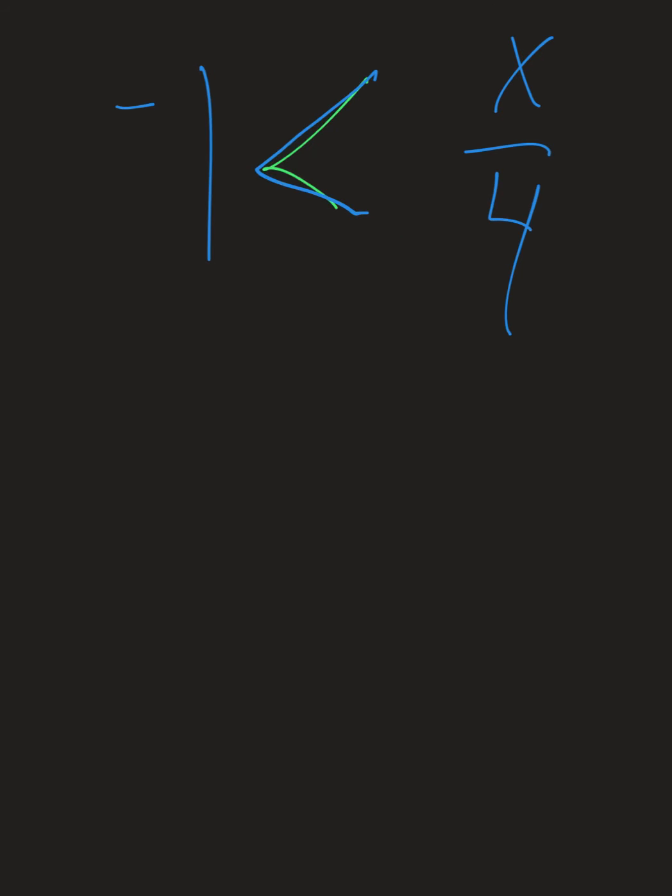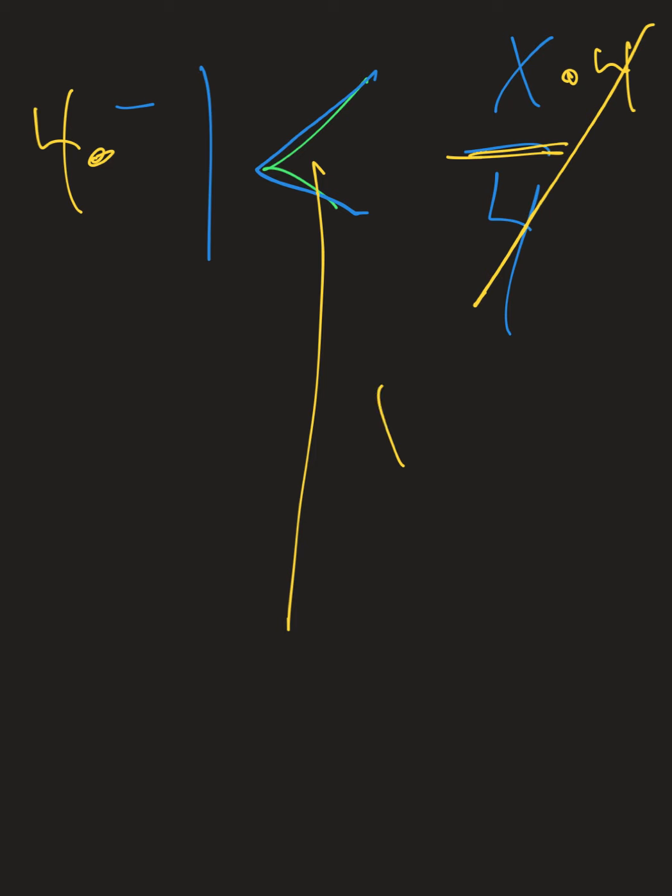One more example before you try a couple. Negative 1 is less than x over 4. So I'm going to start by drawing my wall, of course. And then I'm going to multiply both sides by 4 because this is a division symbol, right? If I do it to one side, I do it to the other. 4 times x over 4, cancel out those 4s, and I have x left. And I have negative 4 over here on the left.